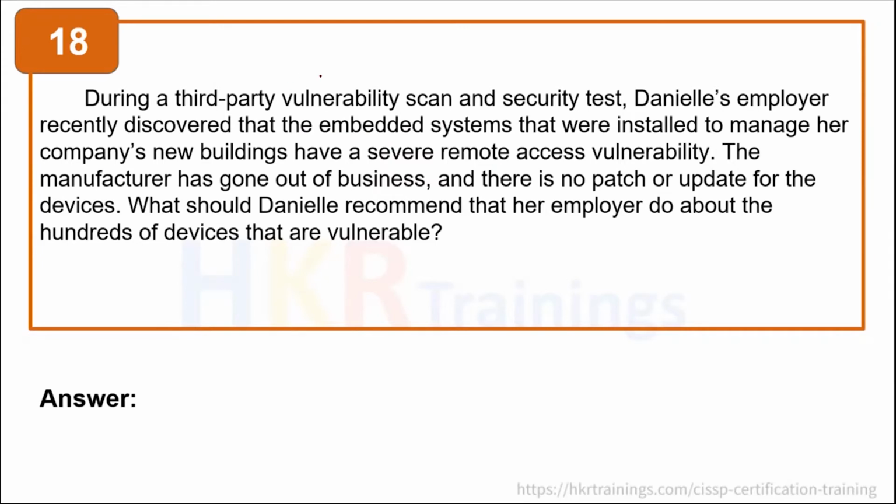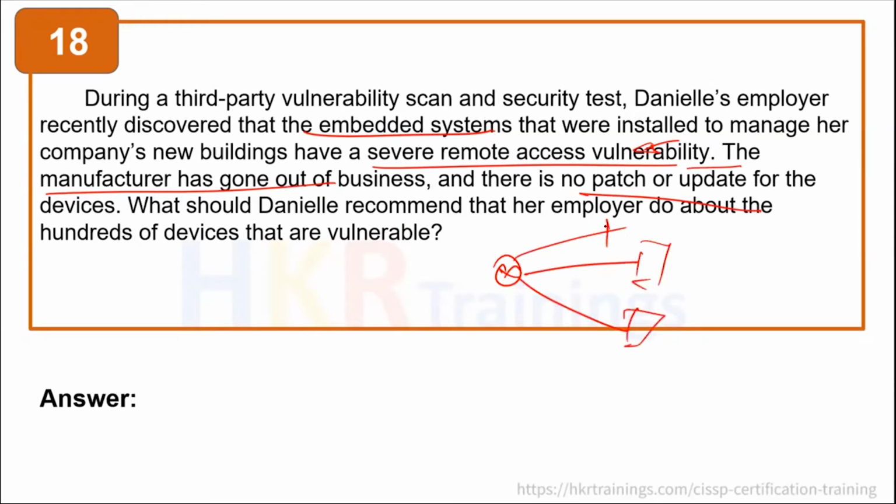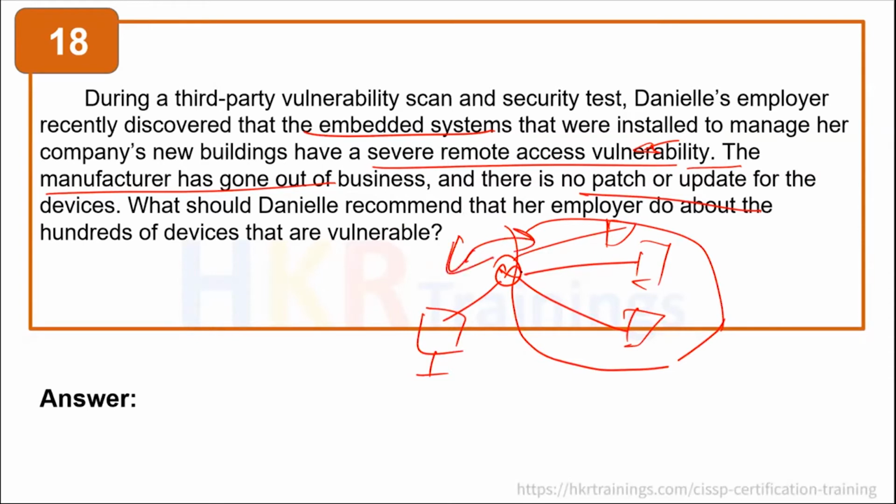So first condition is that these are embedded systems, okay, and which have severe remote access vulnerability, and the manufacturer has gone out of business. That means there'll be no patch or update. So their best course of action is, since these can be remotely exploited, this means that these are connected to the network. So these are the embedded devices which are connected to your network. Now what you'll do is move them to a different segment. This is your organization network, move them to a different segment, and hence there'll be no inter-segment communication. There'll be two different gateways. Create a new sub-interface here on the router.